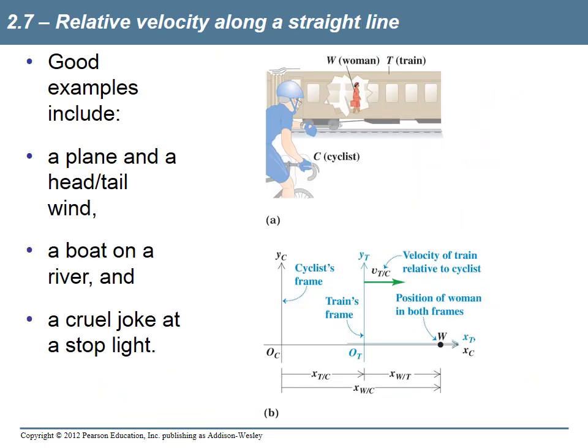And the last thing I want to touch base on in this chapter before I just put up some example problems for you is relative velocity. And this is relative velocity moving in a straight line. This is all linear motion in chapter 2. So say we have a train.